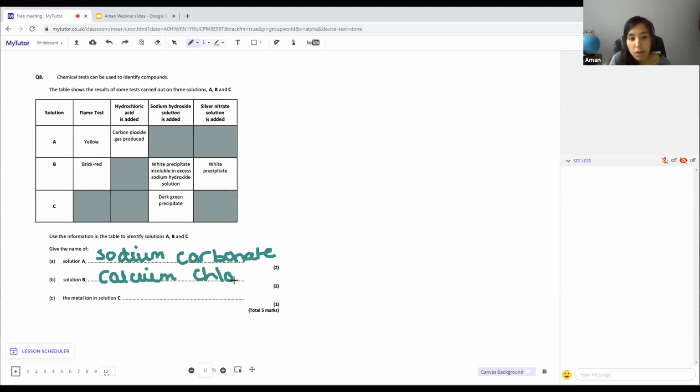And then finally, this third one, we just need to know the metal ion. So this is the only positive ion test we haven't covered today yet, and that is sodium hydroxide being added when you get a coloured precipitate. So does anyone remember which one gives us a coloured precipitate that is green? Yeah, iron, great. Specifically which type of iron? Iron 2 or iron 3? So remember that there are two iron ions we need to know about.